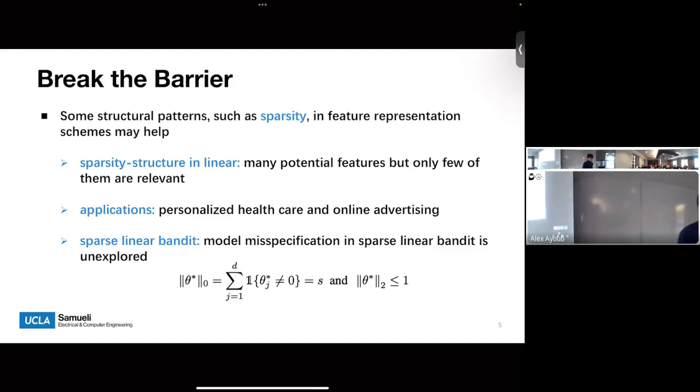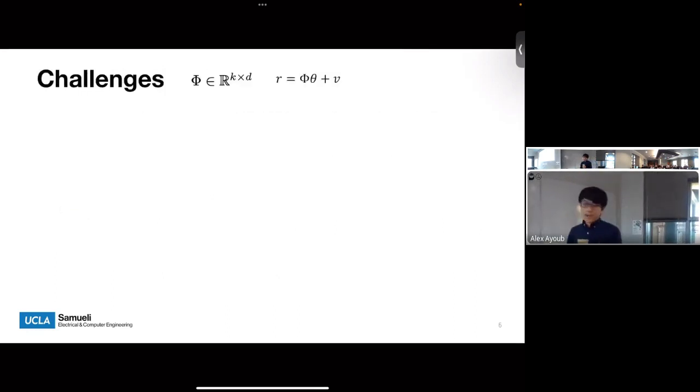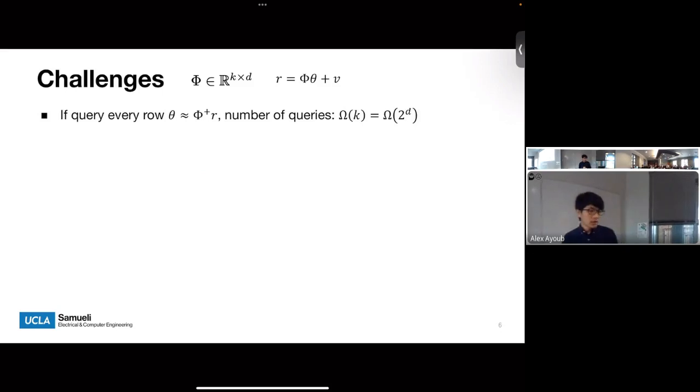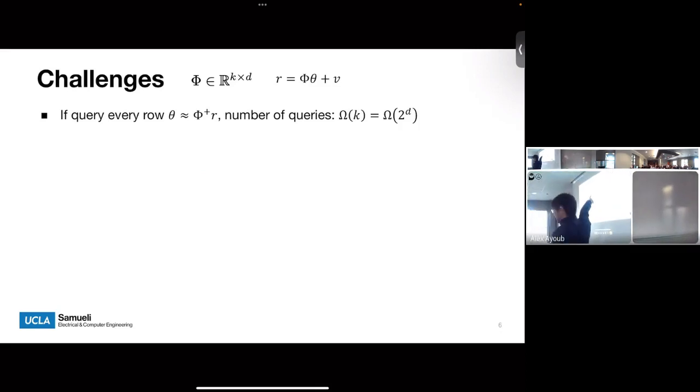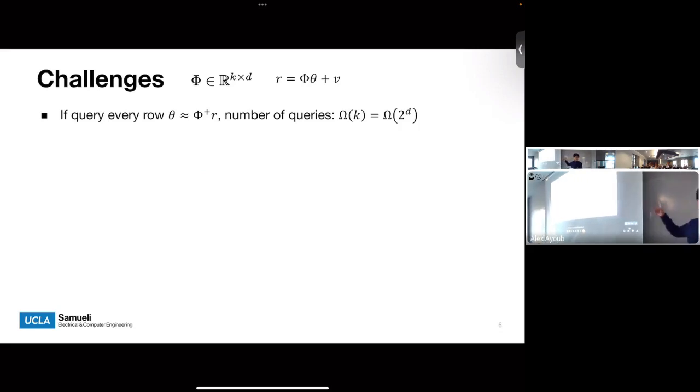All right. This is the problem side. So what is the challenge? Like I said, if you want to solve for theta, and we know that theta is given by least squares, the solution is the pseudo-inverse of those feature matrices times r.